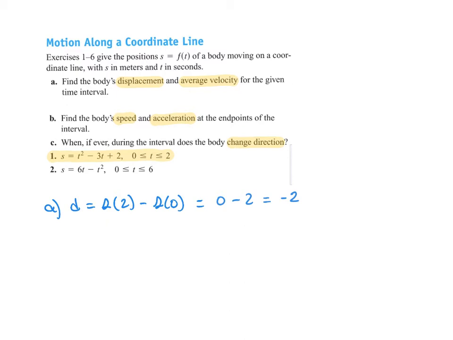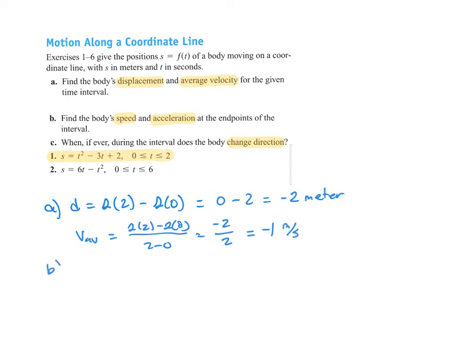And since the time interval is 2 seconds, my average velocity is going to be S of 2 minus S of 0 over 2 minus 0. So that's going to be negative 2, we already calculated that, and then 2 minus 0 is 2. So my average velocity is negative 1. Since they told me S is measured in meters, I should say that this is negative 2 meters, and my average velocity is negative 1 meters per second.